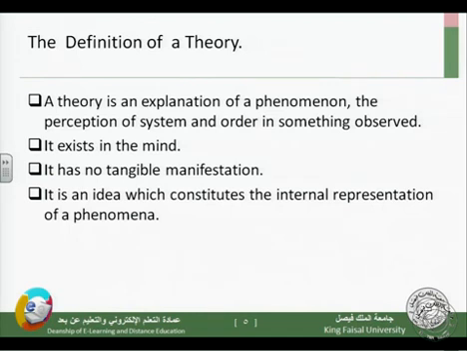If you see something, if you notice something, then you have an explanation of it. You can make a theory of this phenomenon, an explanation. Now, what else? It is an explanation of a phenomenon. It exists in the mind. This is very important. A theory exists in the mind because it is abstract. It has no tangible manifestation.